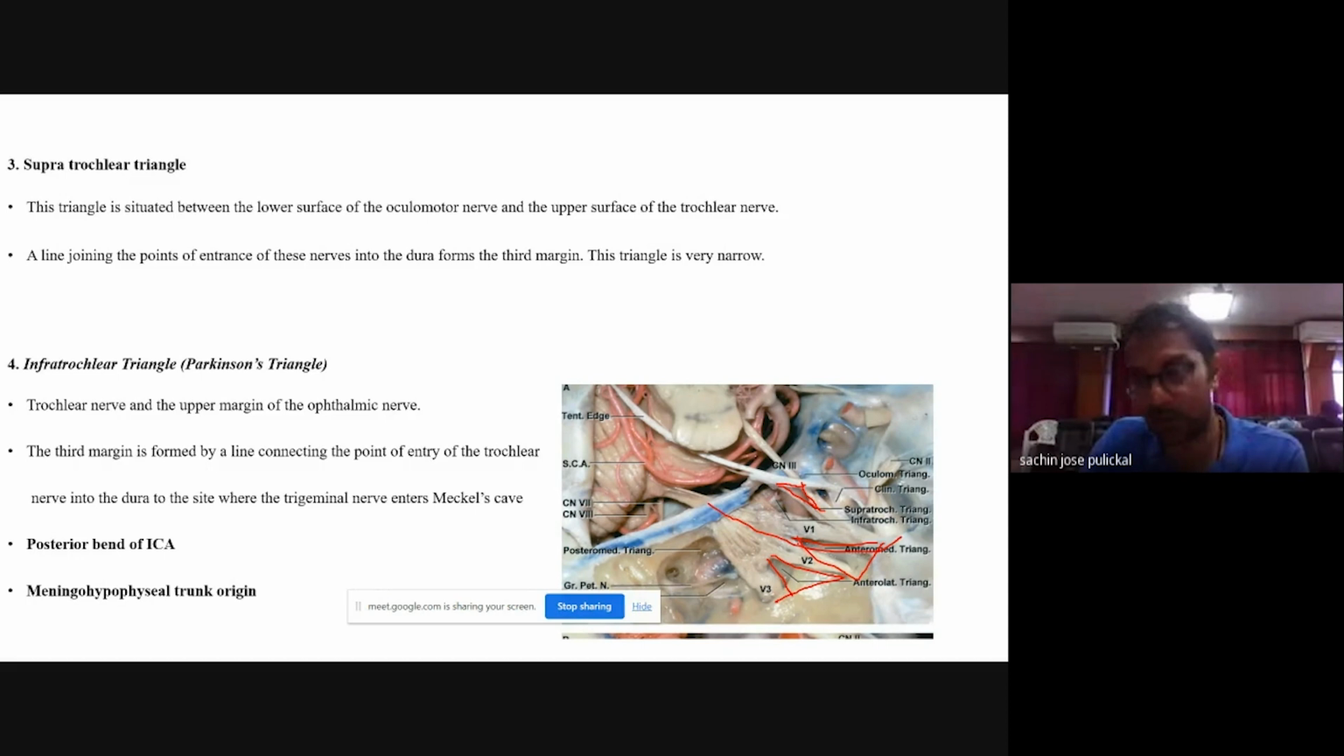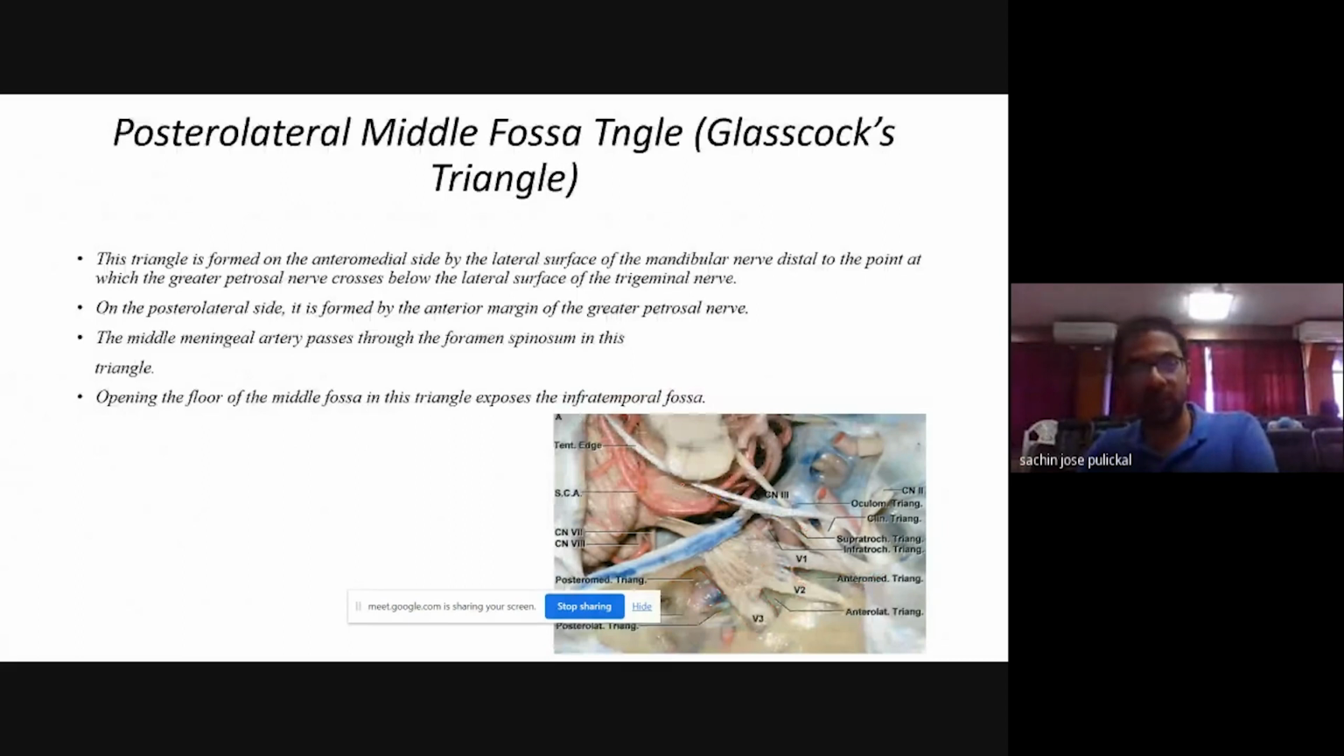Anteromedial triangle, anterolateral triangle. Lateral to V3, we have the posterolateral triangle here and the posteromedial triangle here. These triangles are important because when you drill this bone, you can enter from the supratentorial compartment into the posterior fossa. That is the importance of these posterolateral and posteromedial triangles. So I'll come into the details. So you have the posterior fossa, the posterolateral middle fossa triangle.